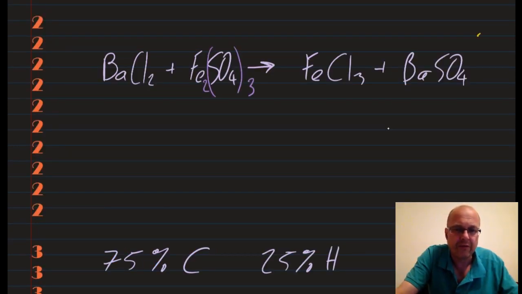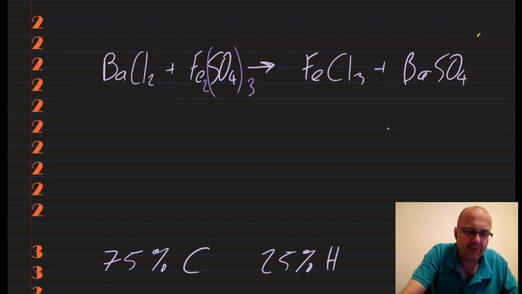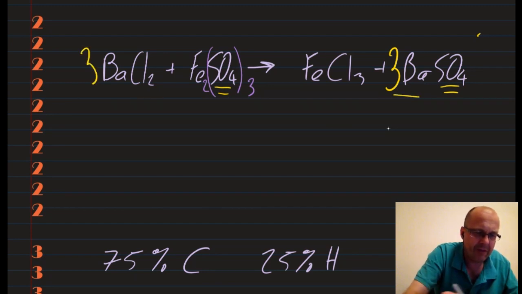Okay, question 2. Keep the SO4s, keep the sulfates together. Don't split those apart. That would be crazy. All right, so I've got 3 sulfates on the reactants. So I fixed the sulfates now. I see that there's a 3 for the barium here. So that's 3 for the barium there. That gives me 6 chlorines.